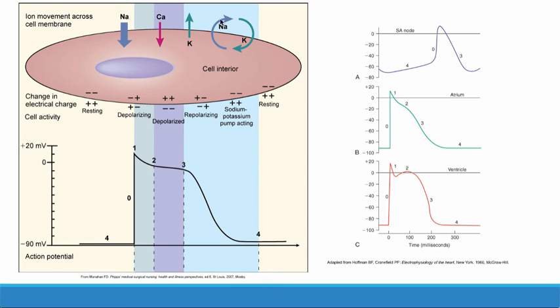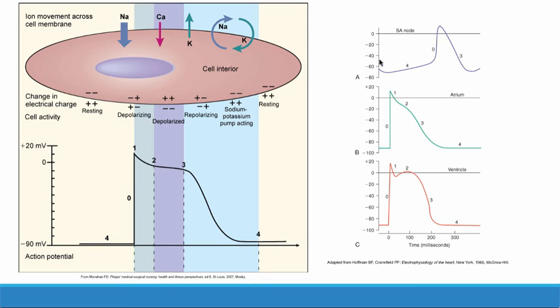That sodium-potassium pump then re-equilibrates the two ions, and then we get back to the resting potential at phase 4. Now, different types of tissue have different shapes of their action potential. And I just show this to you so that you have some idea of why the SA node happens to change rates, right? Well, it changes rates because of this ability to change phase 4.